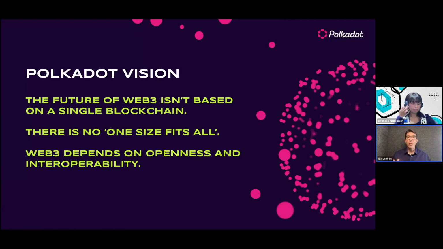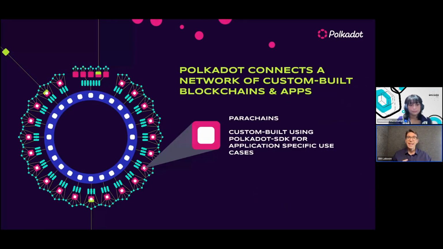So the idea of Polkadot is not to develop the one awesome blockchain that will do everything, but rather, through openness, through interoperability, and an entire network of blockchains, to allow people to either use the blockchain that best fits their needs, or if one of those doesn't exist, to build it on their own. So how Polkadot works, it's essentially a network of custom-built blockchains and apps running on these.